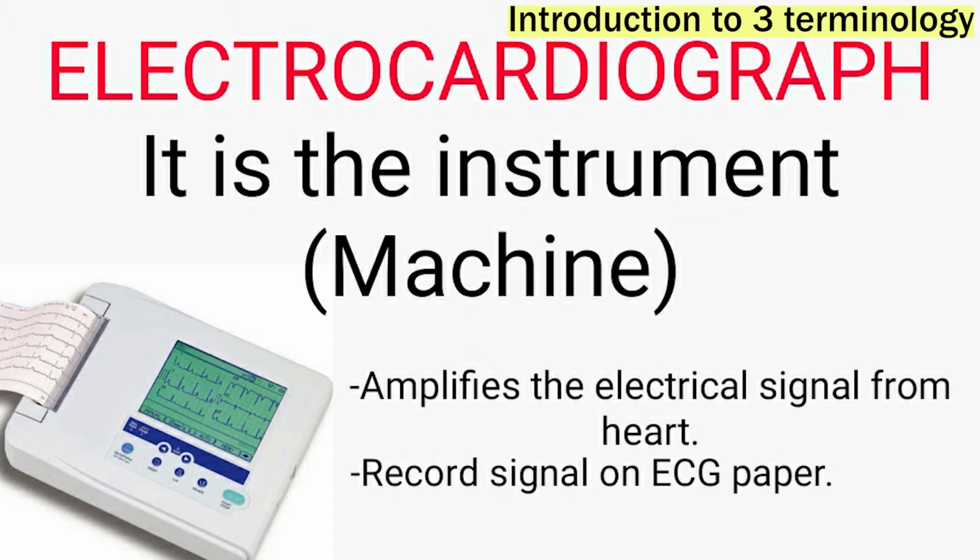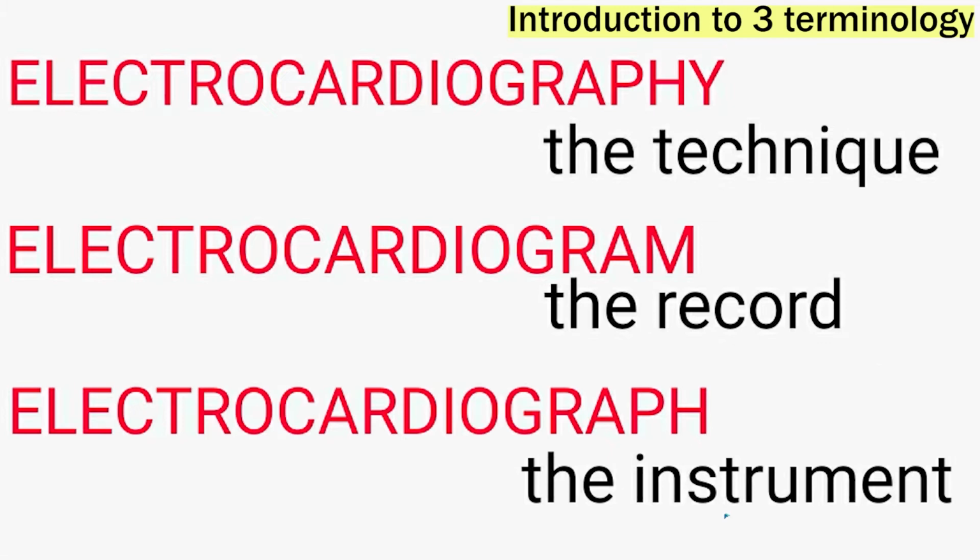Electrocardiograph is an instrument or the machine which actually amplifies the signals of the heart and records this signal on the ECG paper. So we have 3 terminologies: electrocardiography, which is the technique; electrocardiogram, which is the record or the graphical representation; and the third part is electrocardiograph, which is the instrument or the machine.